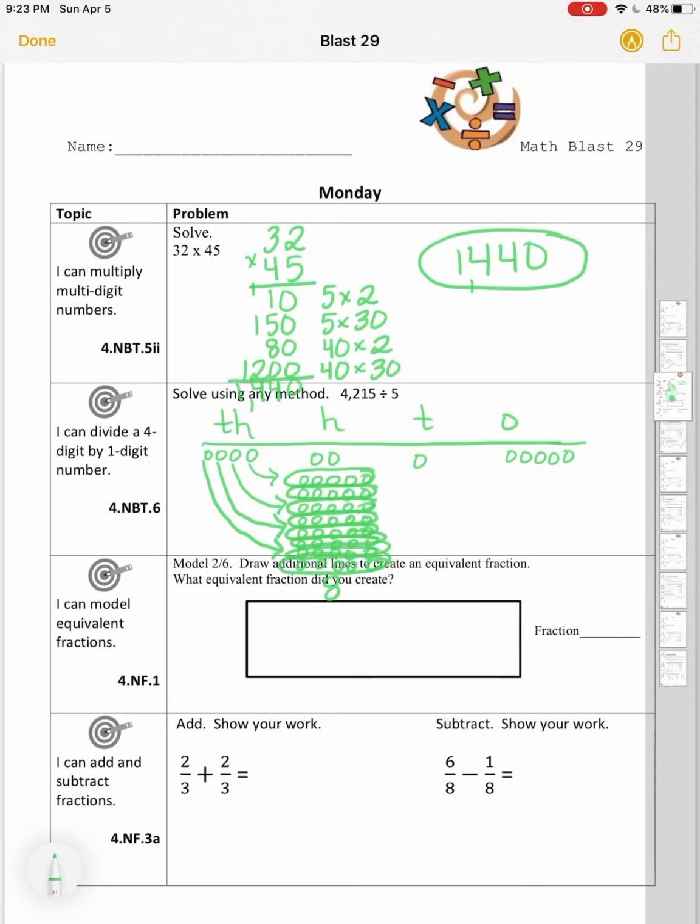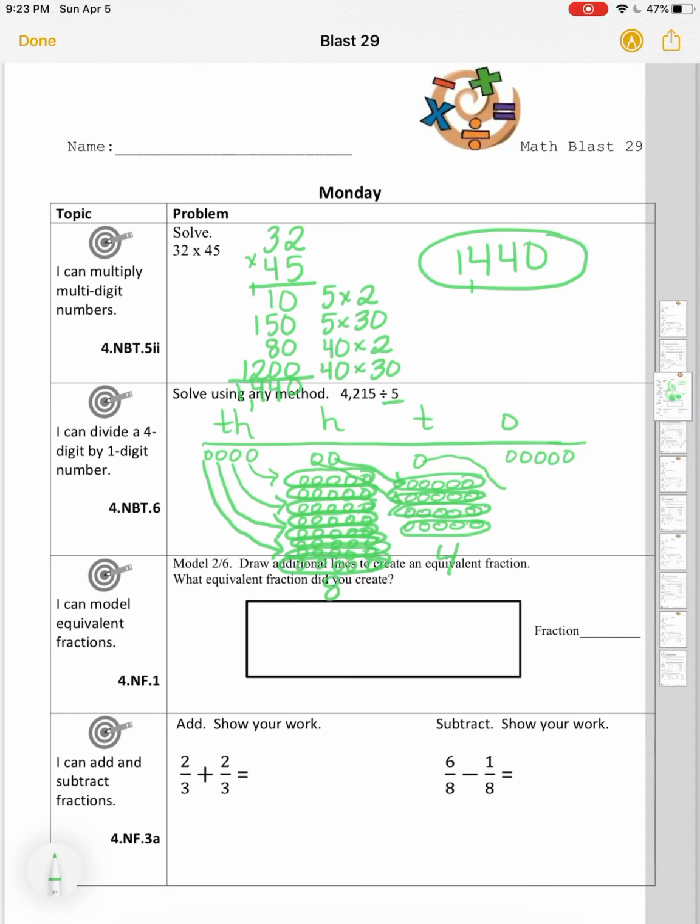All right, and now I'm going to take the 2 that I have left here. These 200s that were left and did not bundle are going to decompose. I'm going to unbundle them and make 10 tens out of each one of those. And now again, since I'm dividing by 5, I'm going to make groups of 5. And I see that I have 4 groups of 5.